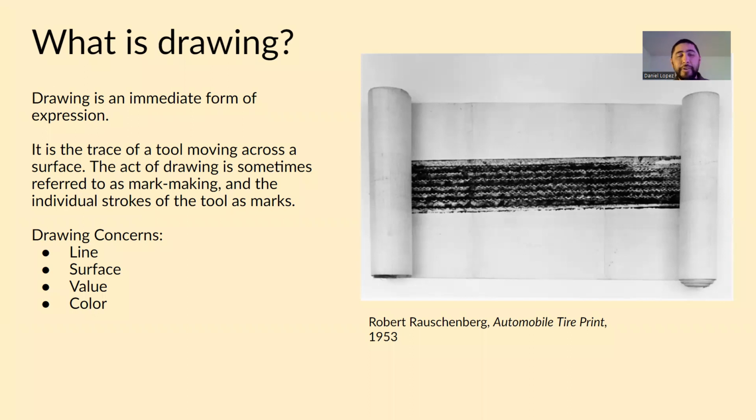Yeah, so the things we think about and consider when talking about drawing are line, which we talked about in detail previously, the surface of the substrate or matrix or canvas. Substrate, or matrix or canvas, basically just means what we're drawing onto. Value, which is darkness or lightness, which we already covered, and color as well. Okay.